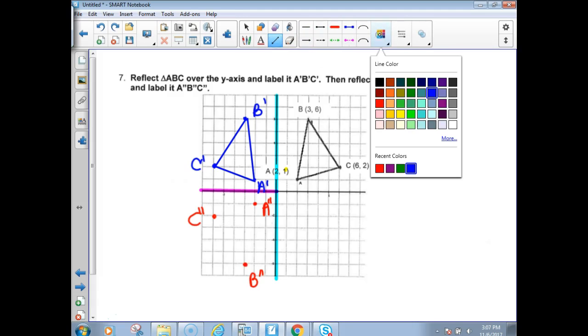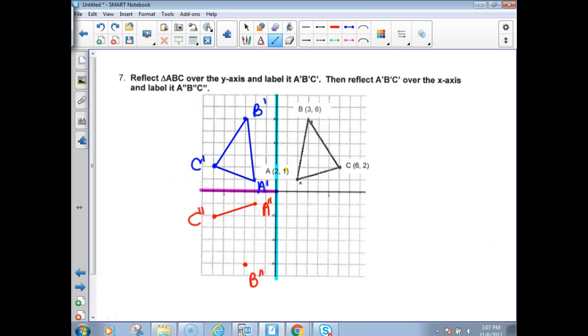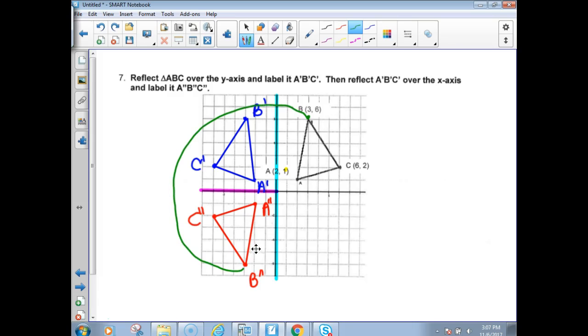Okay, get it sketched. Now, what I would like to ask is, and see if you can come up with an answer, where did B end up in all? From the original to B double prime. What happened?